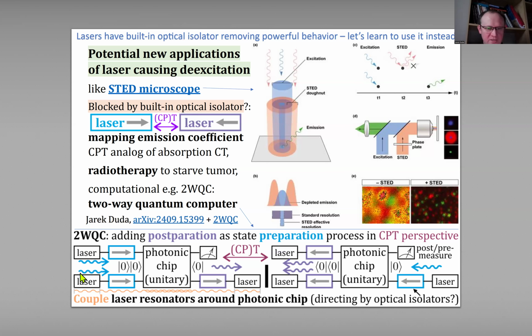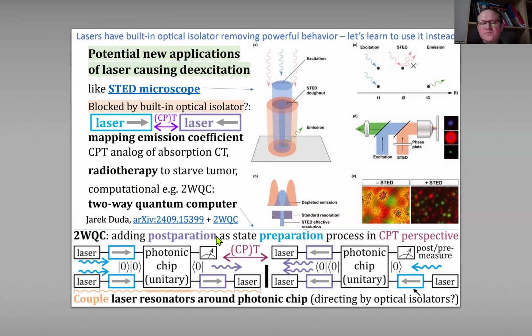For example, here is the original approximation of two-way quantum computers. A standard photonic quantum computer has a photonic chip into which we usually inject some photons with lasers. Then we finally measure the outcome. But for two-way, we would like to control the photon evolution from two ways. So we could put a second laser here, and now each laser is a resonator. So now we have two coupled resonators with the photonic chip between them.